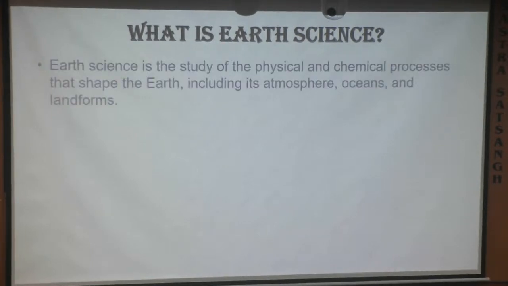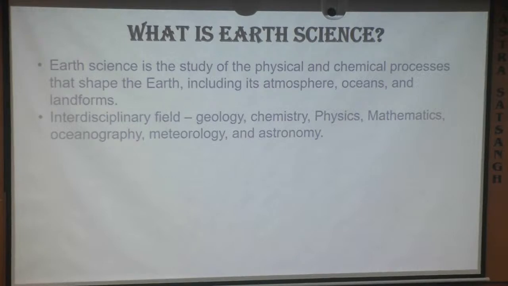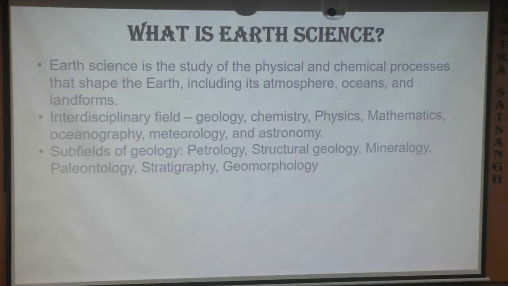Let us see what is earth science. Earth science is a study of physical and chemical processes that shape the earth, including atmosphere, ocean, and landforms. It is an interdisciplinary field in geology. Geology is not a pure science like chemistry or physics. It deals with chemistry, which is geochemistry, geophysics, geomathematics, oceanography, meteorology and astronomy. It's an interdisciplinary subject, and its subfields.